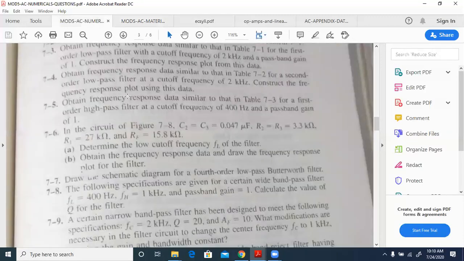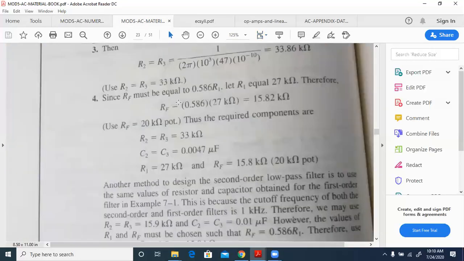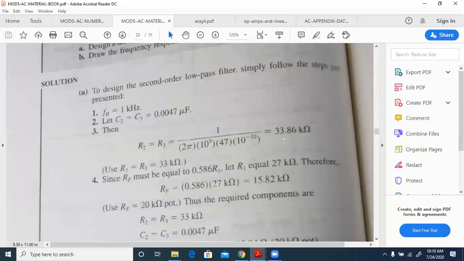So you need to do the same, only that here it is 2 kilohertz. If you substitute 2 kilohertz here, you might get half of all that. So in place of 33.86, you might get 16 point some value. So you can choose 16 kilo ohms for that, and then again you can use the 27 only, or might be 10 kilo ohm, and find out the value of RF. If you use 10 kilo ohm, that will become 5.86. Use the 10 kilo ohm part to solve that problem.